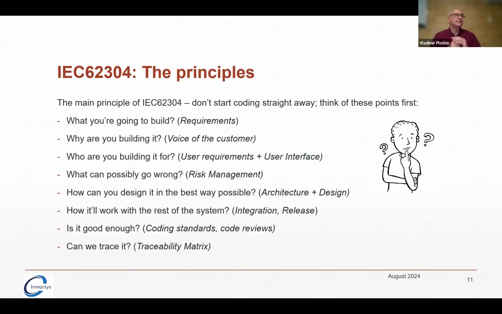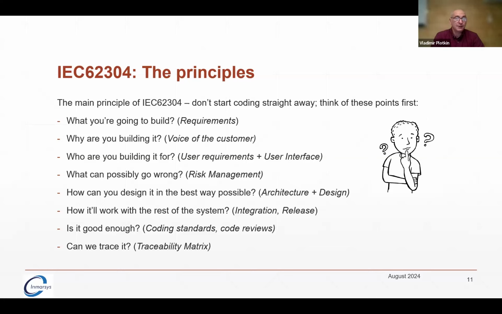So the main principle of 60304 is basically don't start writing your code straight away, because you need to do lots of pre-coding activities. For example, you need to do your requirements, you need to analyze your requirements, create software requirements. You need to figure out what exactly you're going to be building. You need to understand what the customer actually wants, because again, system level requirements sometimes can be a bit ambiguous, and you really need to understand the concept of what exactly the company wants.